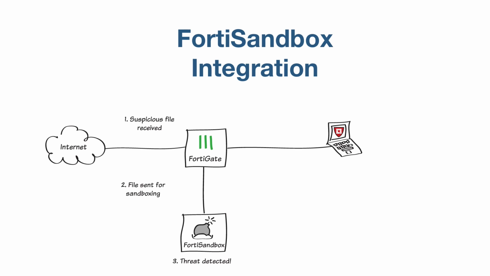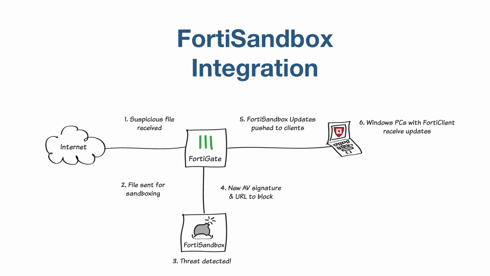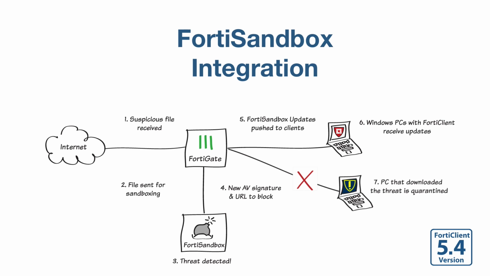You will also configure your FortiGate to automatically receive signature updates from FortiSandbox and add the originating URL of any malicious file to a blocked URL list. Finally, you will configure FortiClient to use extended scanning that includes FortiSandbox. The PC is now quarantined by FortiClient and cannot access the internet or other network devices. This feature is currently only available for FortiClient 5.4 for Windows.